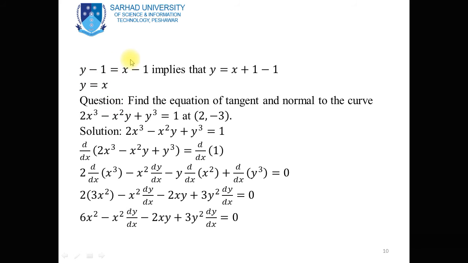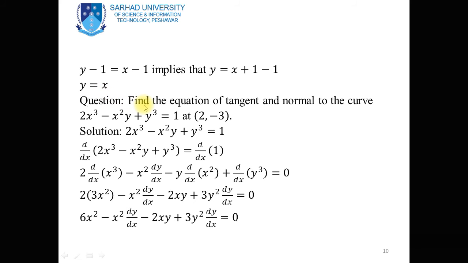y minus 1 is equal to x minus 1, and this implies that shift this minus 1 to the right hand side. We obtain y is equal to x plus 1 minus 1. Minus 1 plus 1 cancel. So y is equal to x.